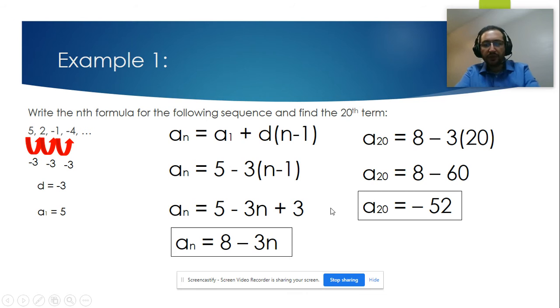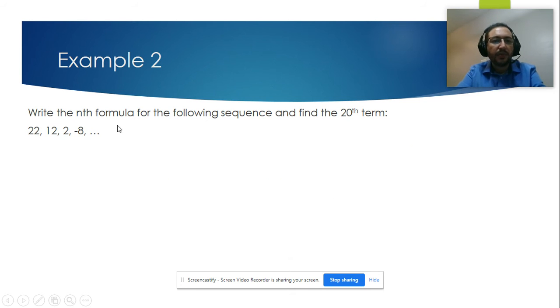Okay, let's go over another example. We have the sequence 22, 12, 2, and -8. We want to write the nth formula and also find the 20th term. So what is the distance between 22 and 12? It will be -10. Between 12 and 2, -10. Between 2 and -8 will also be -10. So the distance will be -10. What is the first term?